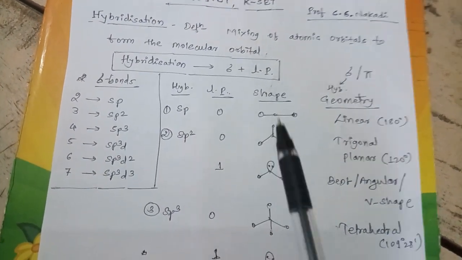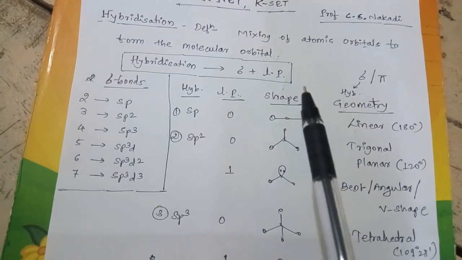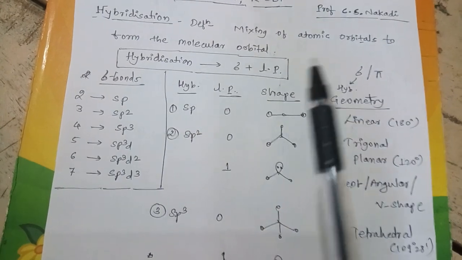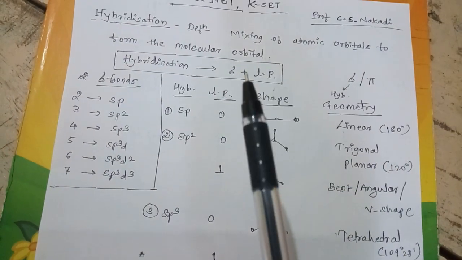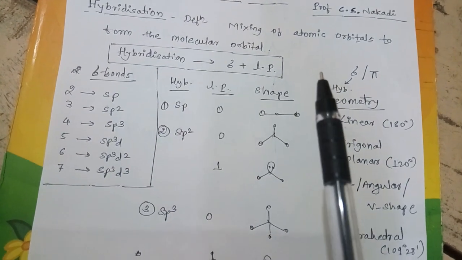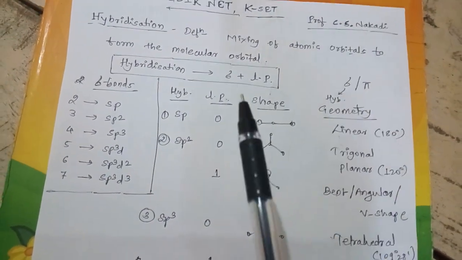Two or more atomic orbitals are involved to form the molecular orbitals. Here, if n number of atomic orbitals are involved, then n number of molecular orbitals are formed. It is a linear combination of atomic orbitals to form the molecular orbital.